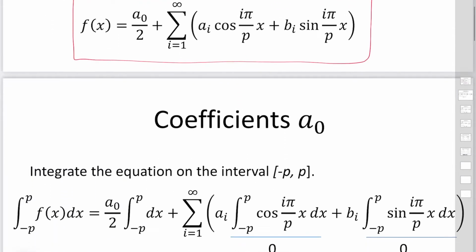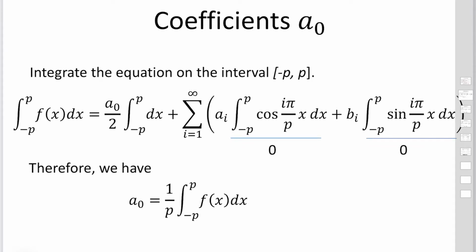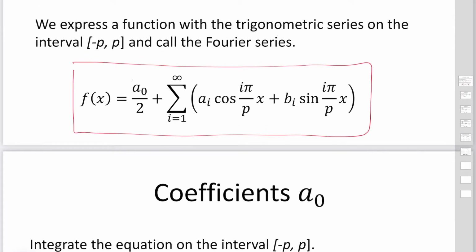First one is the coefficient a sub 0. How to discover a sub 0? We integrate both sides of the equation on the interval minus p to p. The left hand side is the function f integrated from minus p to p. The first term on the right hand side is a sub 0 over 2, a constant value, so it comes outside of the integral. And the integral of 1 from minus p to p becomes 2p, and the 2 is going to be cancelled out.